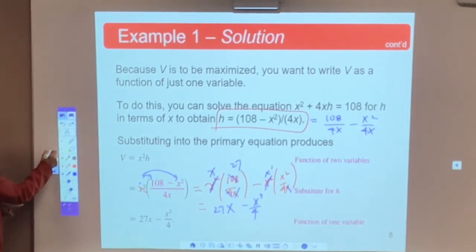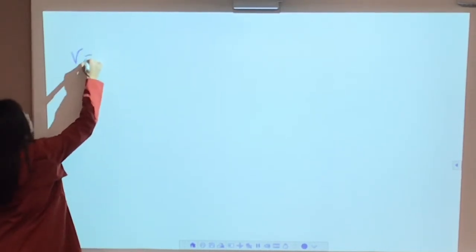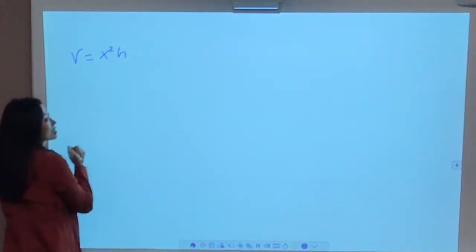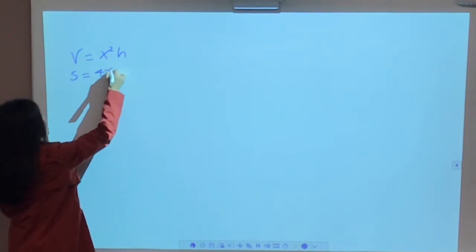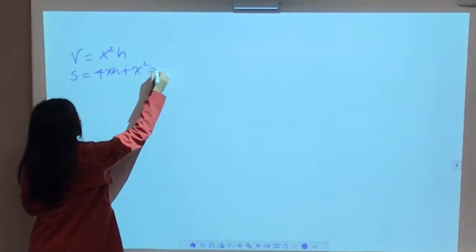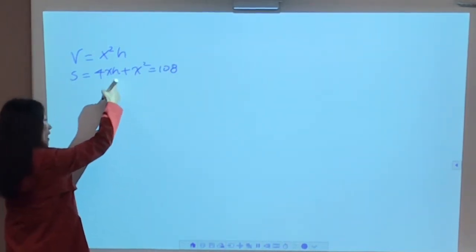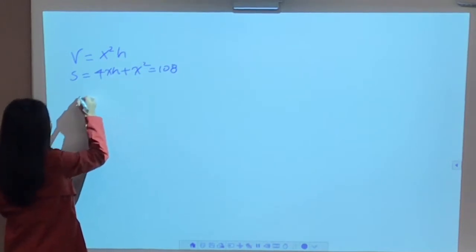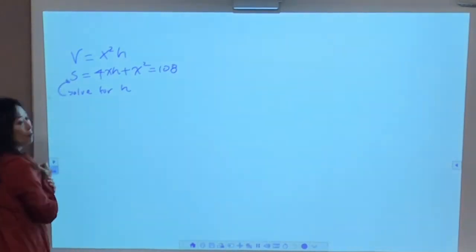Okay, you know what, class? Let me give you blank paper, then let's do it together. That's probably better, instead of going to the PowerPoint. So what we know right now, volume is equal to what? x squared times h. We also know surface area is what? 4xh plus x squared, that's equal to 108. And we solve this one for h. Okay, we're going to solve that for h.